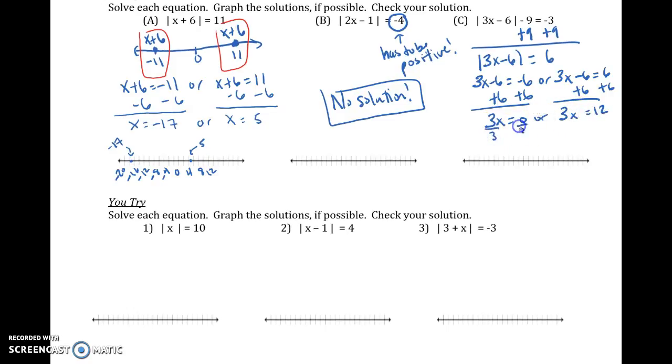Finish it off with some division, and we're going to get x equals 0 or x equals 4. Remember, it's okay if 0 is on the top of the fraction. It's not okay if 0 is on the bottom. When 0 is on the bottom, we've got no solution.